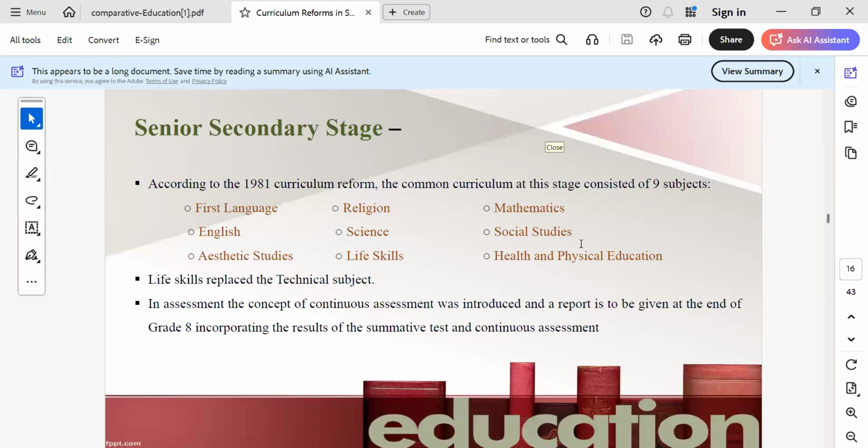So the senior secondary stage, there are 9, earlier 10, right? Now 9: first language, religion, mathematics, English, science, social studies, aesthetic studies, life skills, health and physical education. So here the life skill is the technical subject. So they are going to learn some skills, right? So here, earlier the pre-vocational subject depended on their own area, no? Here, life skills, whatever the child's interest, they can learn. So life skills replace the technical subject in assessment. The concept of continuous assessment was introduced in the 1981 reform.